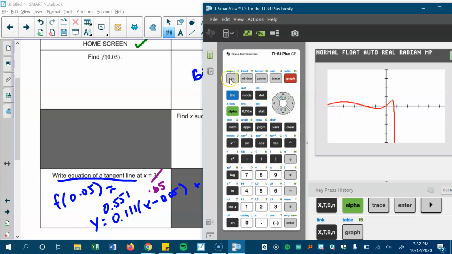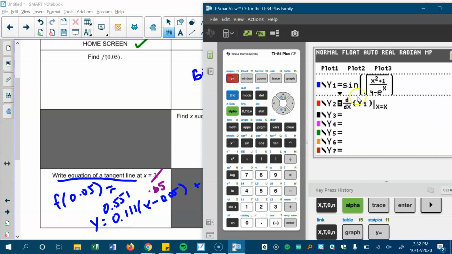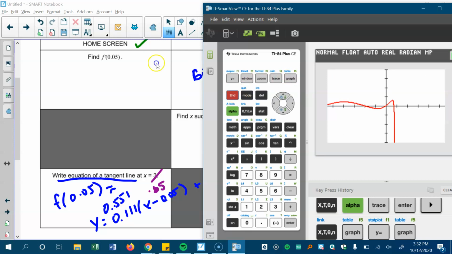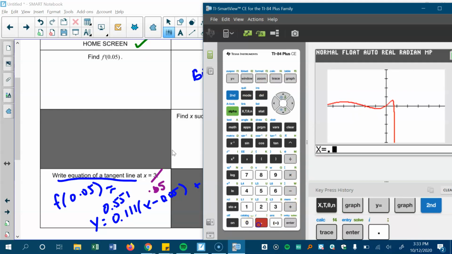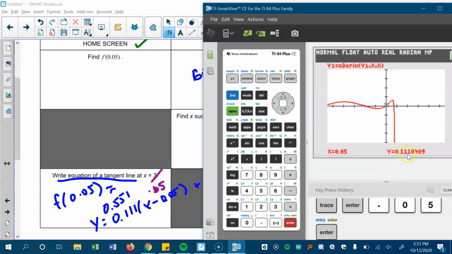So the thing that I did for the second method was, again, I did the derivative in y2 of y1. Notice it graphs the derivative without actually giving what the function is, because I don't really care what the function is. And to get that value, again, going to second and trace, I can select number 1, which is the value, and I can type in 0.05, and I will get, again, that 0.111. So that's going to be the value on the graph's derivative.